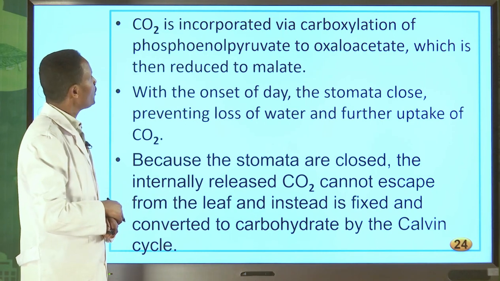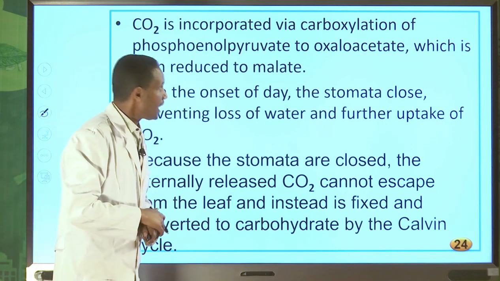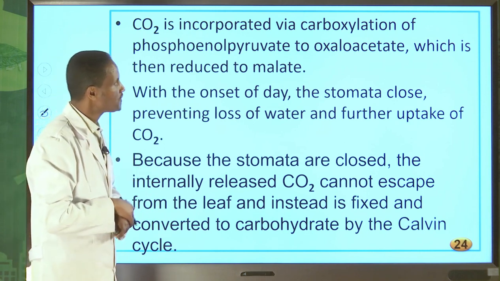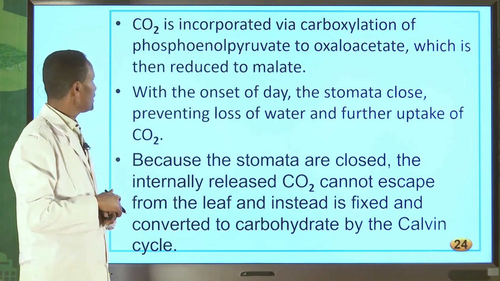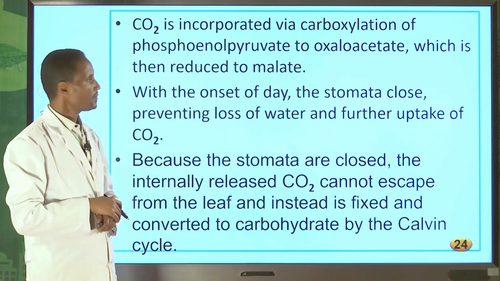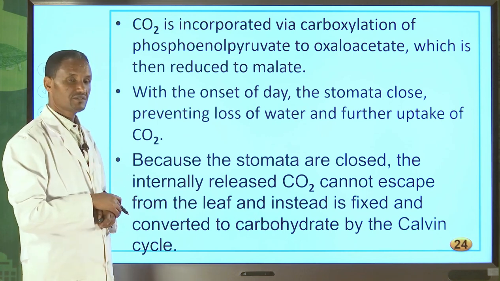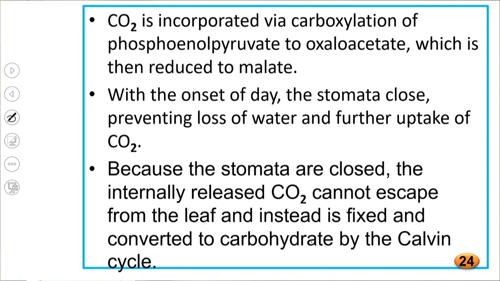So carbon dioxide is incorporated via carboxylation of phosphoenolpyruvate to oxaloacetate, which is then reduced to malate. Here, with the onset of day, the stomata close, preventing loss of water and further uptake of carbon dioxide. Because the stomata are closed, the internally released carbon dioxide cannot escape from the leaf, and is then fixed and converted to carbohydrate by the Calvin cycle.